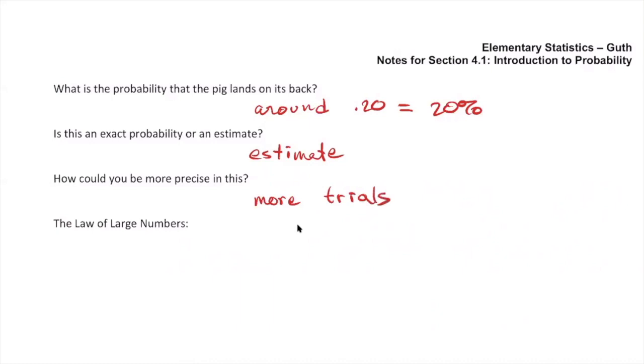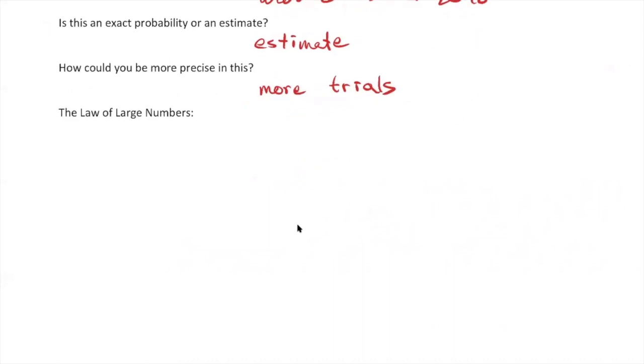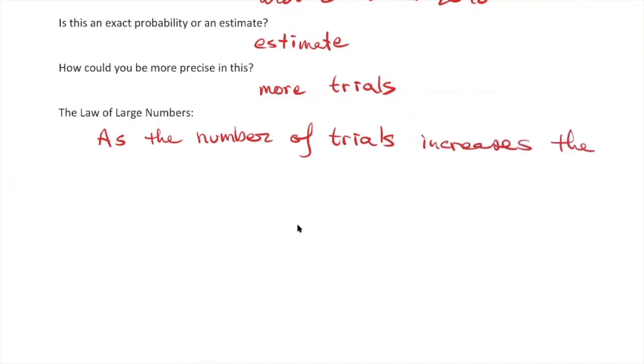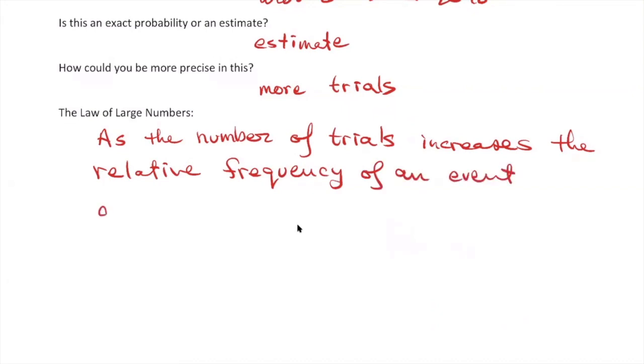So that's sort of intuitive, and people usually get that. That's the law of large numbers. As the number of trials increases, the relative frequency of an event approaches the true probability.